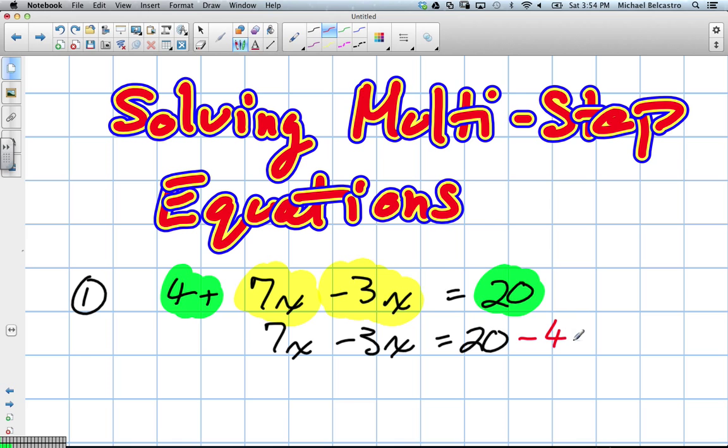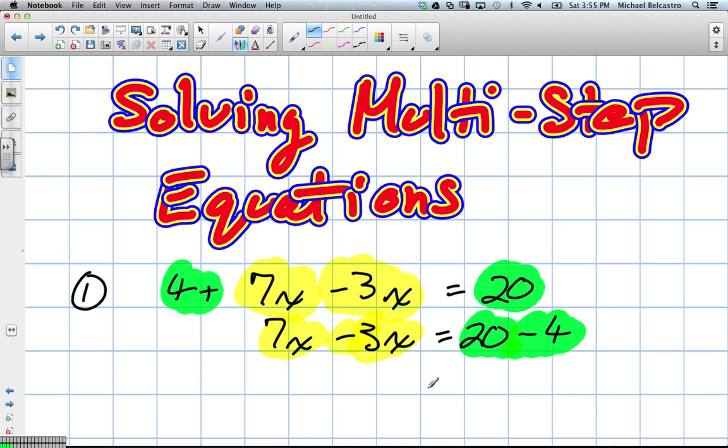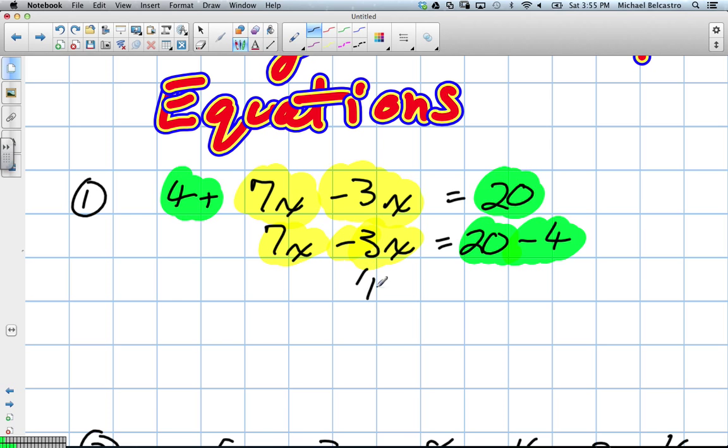The next thing is, now that all of the variable like terms are on one side and all of the other like terms are on the right, let's simplify them. What is 7x minus 3x? 4x. And 20 minus 4 gives us 16. The goal is to really isolate 4x itself. So now let's move that 4 to the other side. What will we get? 4x is equal to 16 divided by 4, which makes x equal to 4.